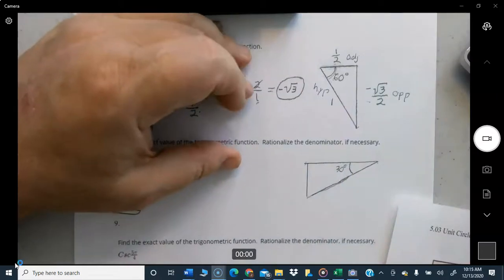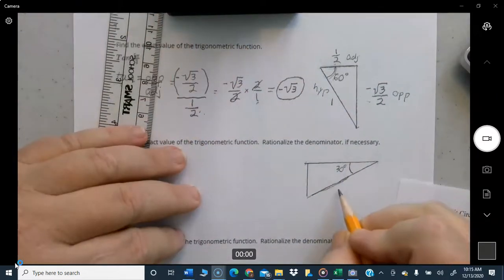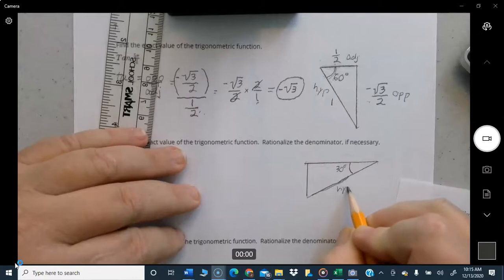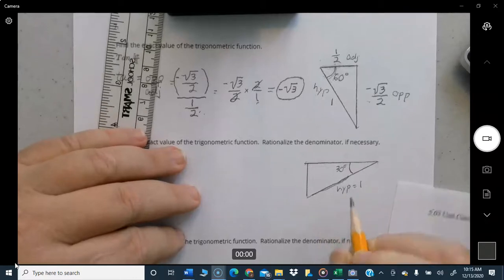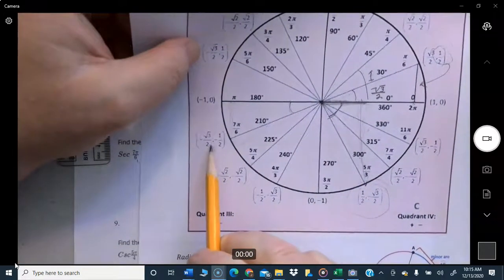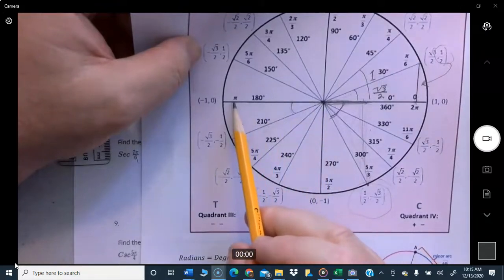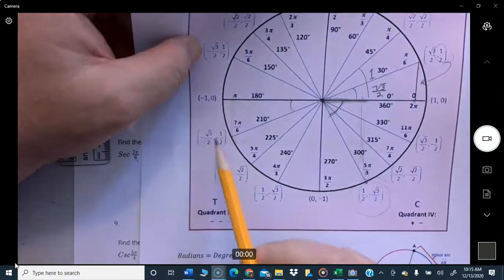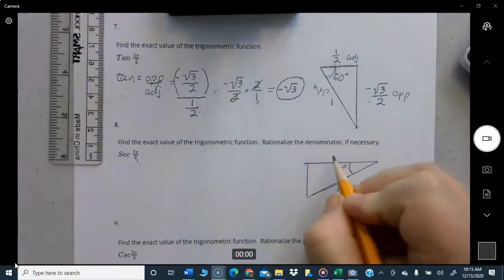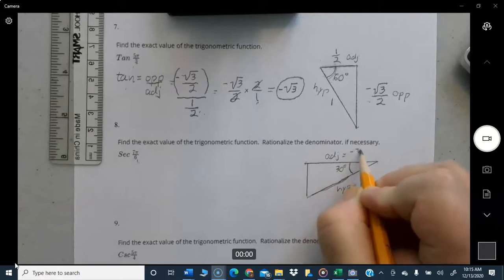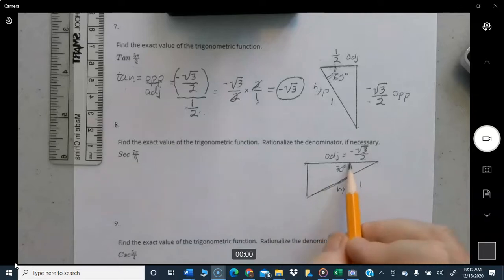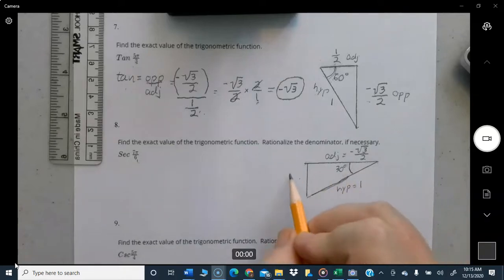Okay? And this long side is the hypotenuse, and we said that's always going to equal 1 in a unit circle. So the hypotenuse is 1, and then we get the coordinates. There's the x-coordinate. It's negative because you're starting here and you're going backwards on the x-axis. That's going to be negative root 3 over 2. So that's the adjacent.